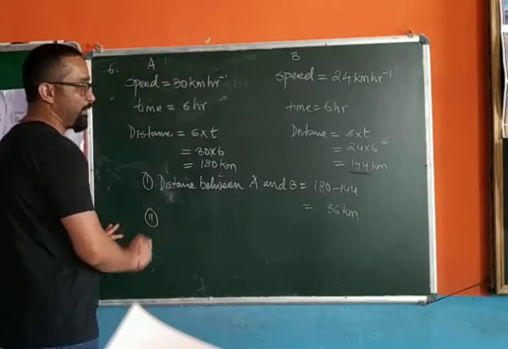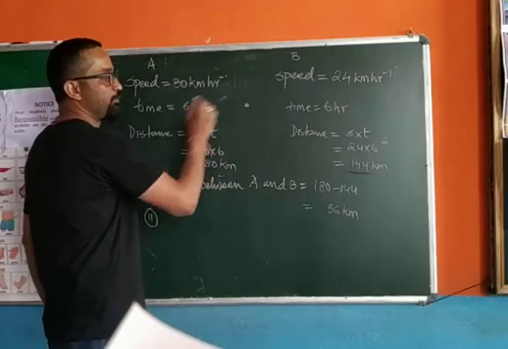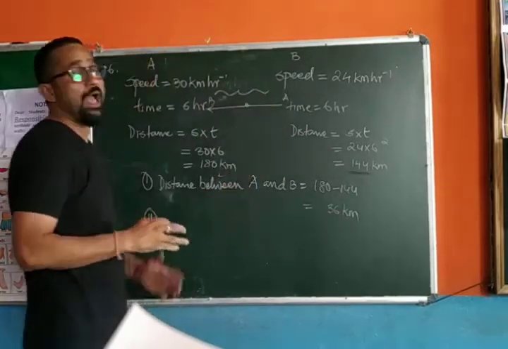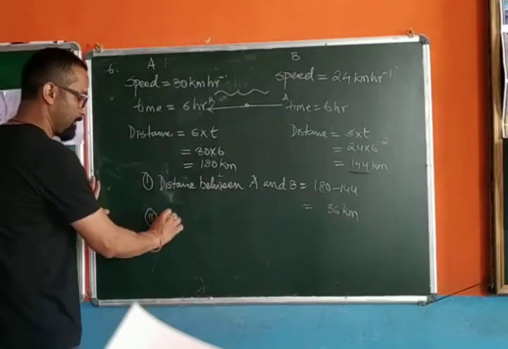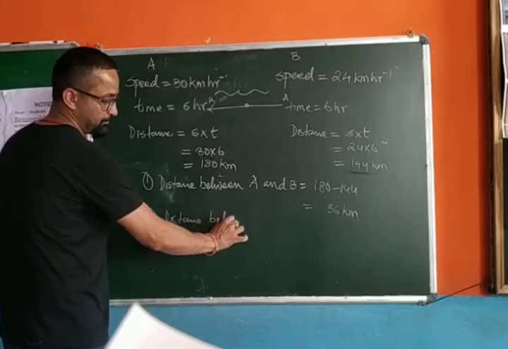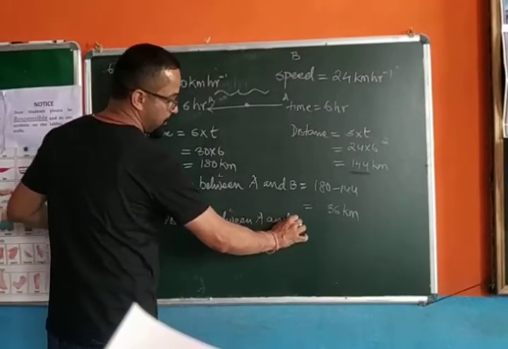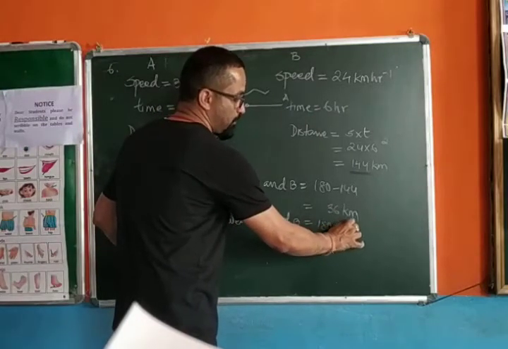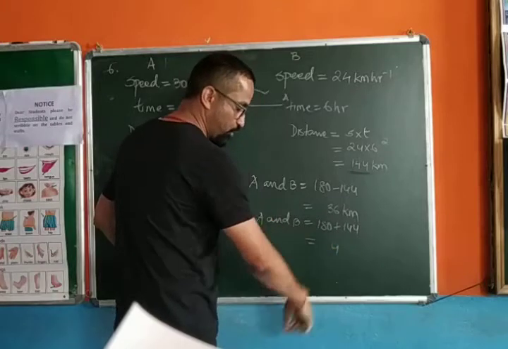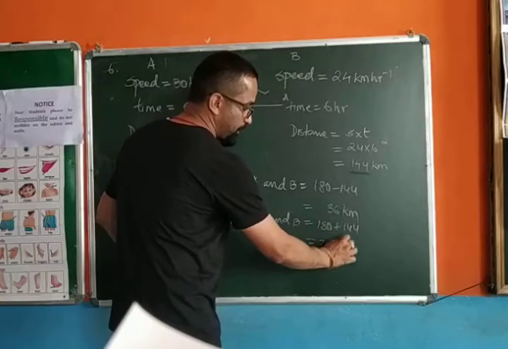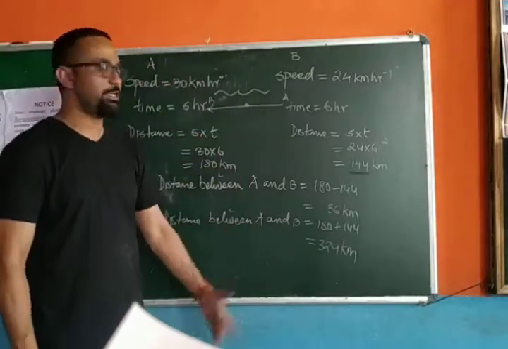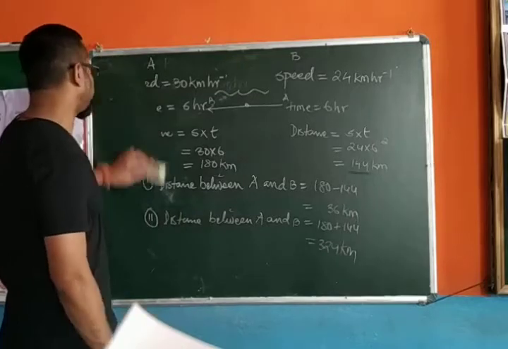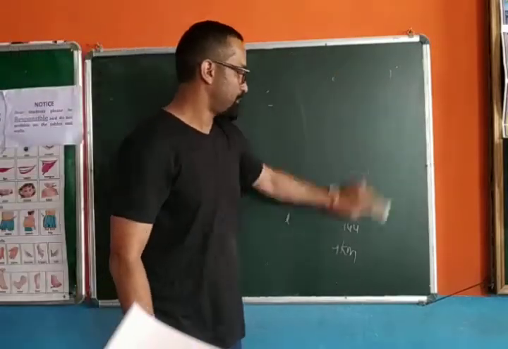Second part of the question says that when they move in opposite directions, starting from the same point, A is going this side, B is going the other side, and for the distance between them, you have to add. You don't have to do a calculation. Distance between A and B. Since they are moving in opposite directions, the distance will increase. It is 180 plus 144, add it up. You get 324 kilometer. Do the calculation for distance: same direction, you subtract; opposite direction, add. So solve question number 6 in the same manner.